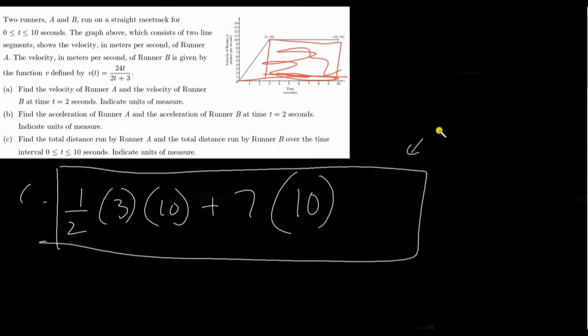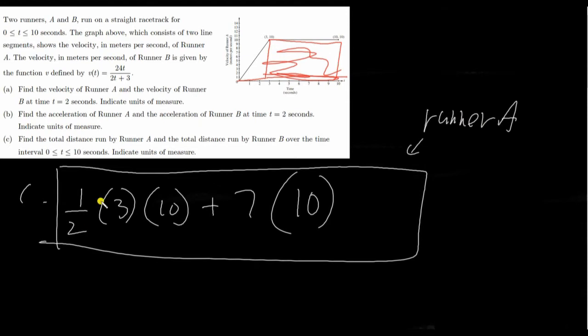Anyways, to find the total distance for runner A, we're going to take the area under this graph from 0 to 10, like so. That's going to consist of this triangle here plus this rectangle here. The area of the triangle is going to be 1/2 times the base, which is 3, times the height, which is 10. And then we're going to add to that this rectangle, with base 10 minus 3, which is 7, times the height, which is 10. Again, not going to evaluate that.